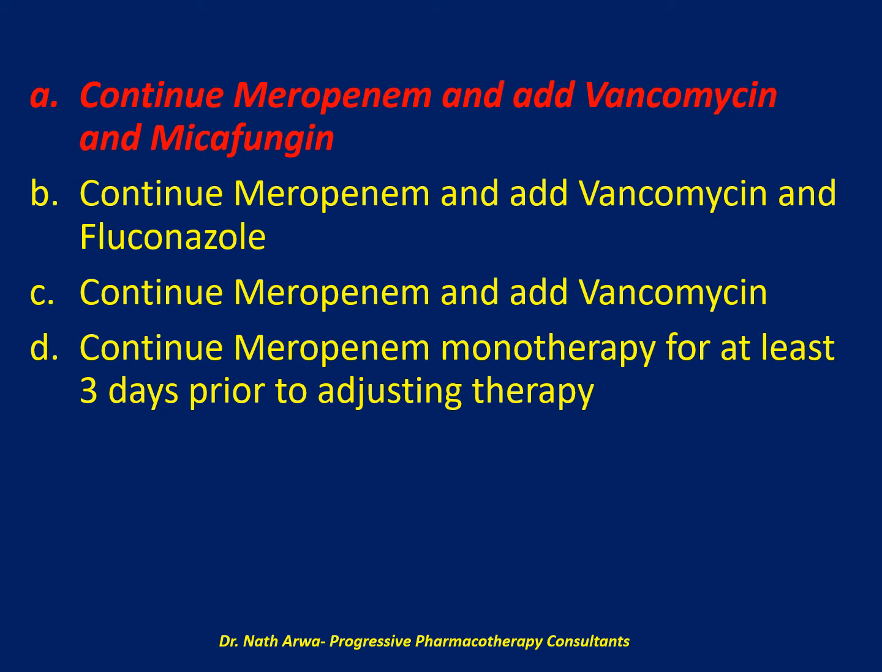I would continue meropenem but add vancomycin and micafungin, and I'll tell you why. Now, the Enterococcus faecium, with no presence of either the VanB or VanA gene, indicates a vancomycin-sensitive strain. Therefore, vancomycin would be effective in its treatment. And the continued symptoms, despite broad-spectrum antibiotics, also necessitate the addition of an antifungal agent, preferably an echinocandin. Due to disease severity, micafungin, an echinocandin, is recommended. Let's move to the next question, please.